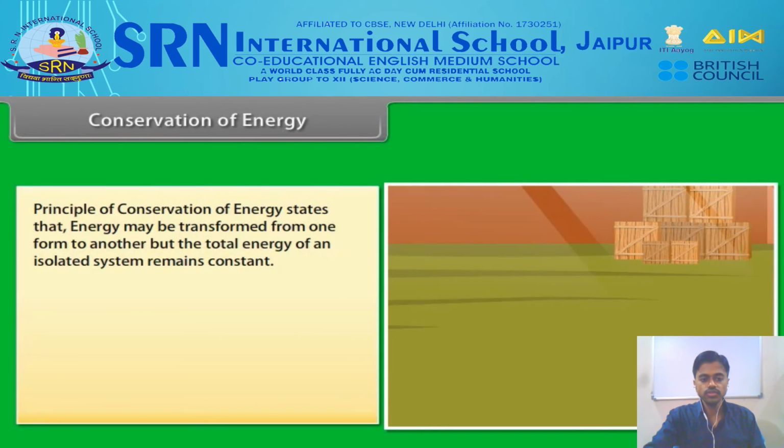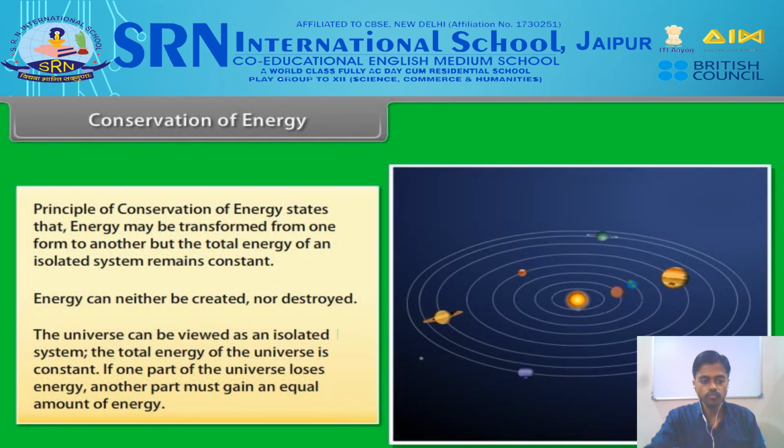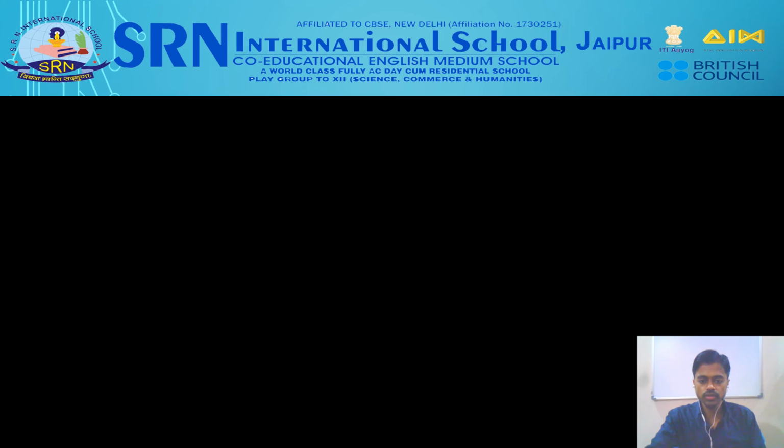Now, conservation of energy. The principle of conservation of energy states that energy may be transferred from one form to another, but the total energy of an isolated system remains constant. In a simpler way, we can say that energy can neither be created nor destroyed. It can only be transferred from one form to another. In the universe, total energy remains constant.